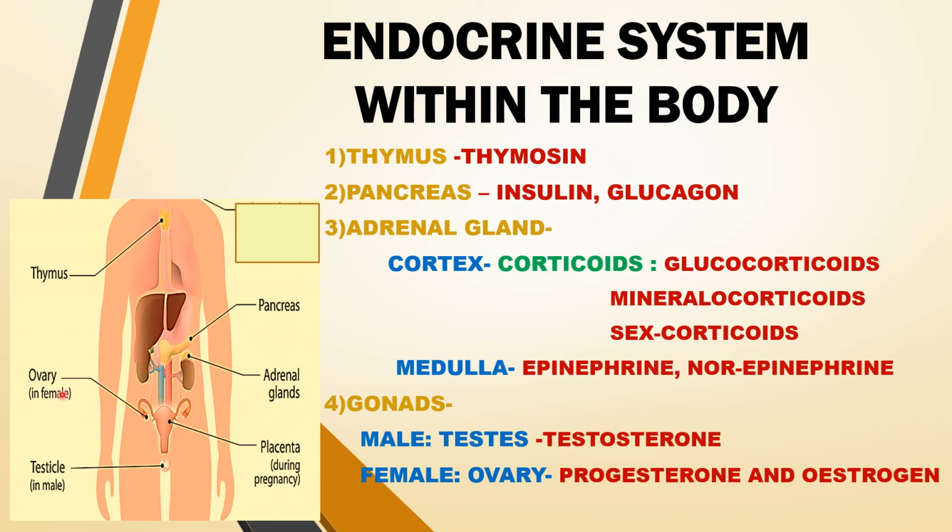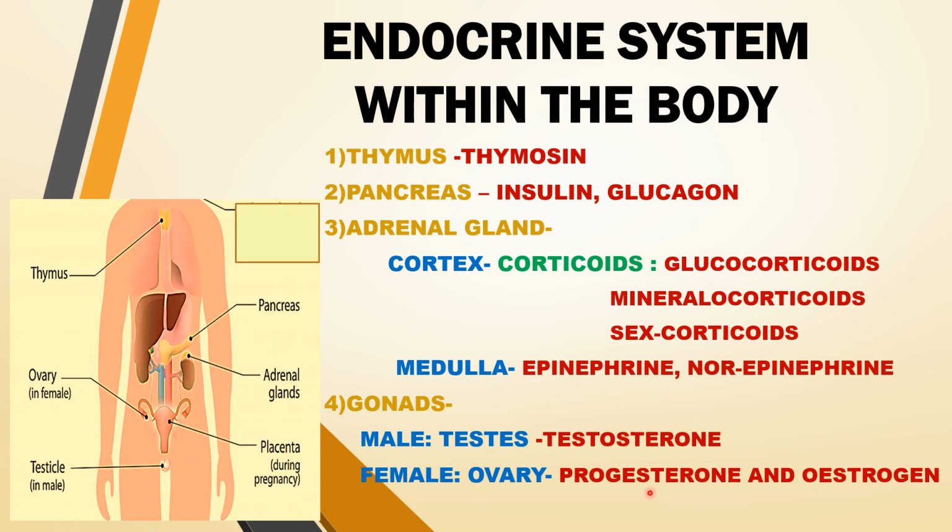Then the ovary. It is part of the female reproductive system, and the function of the ovary is to produce two hormones, progesterone and estrogen. The estrogen helps in the development of secondary sexual characters like the development of breast, pubic hairs, underarm hairs, etc. It also helps in the development of the female sex organs.